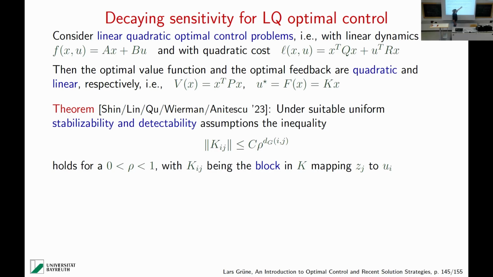So if d_G gets larger, this decreases exponentially fast. So the further two subsystems are apart from each other, the less is the influence of that one on the other. It's very natural, but this exponential decay is something I wouldn't have expected necessarily.